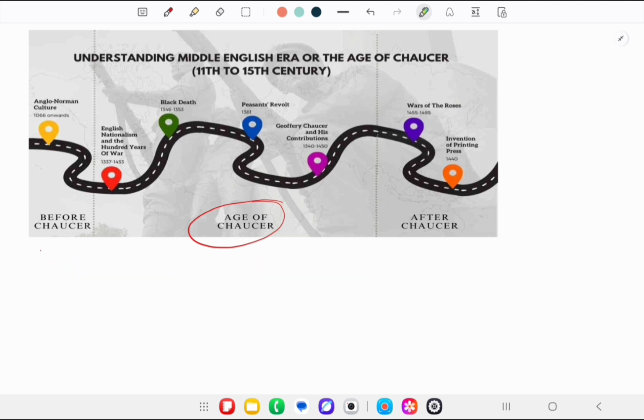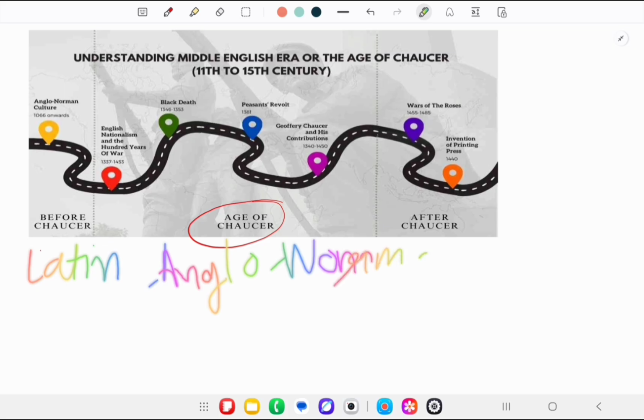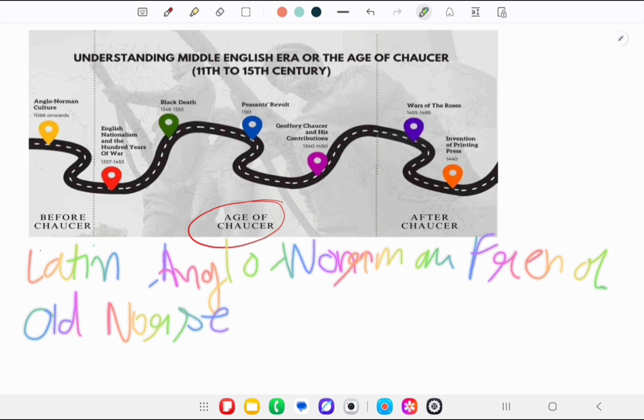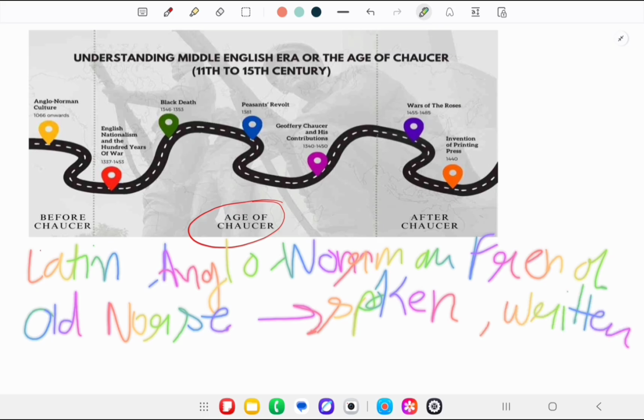Alongside Middle English, Latin, Anglo-Norman French, and Old Norse were also commonly spoken and written languages.